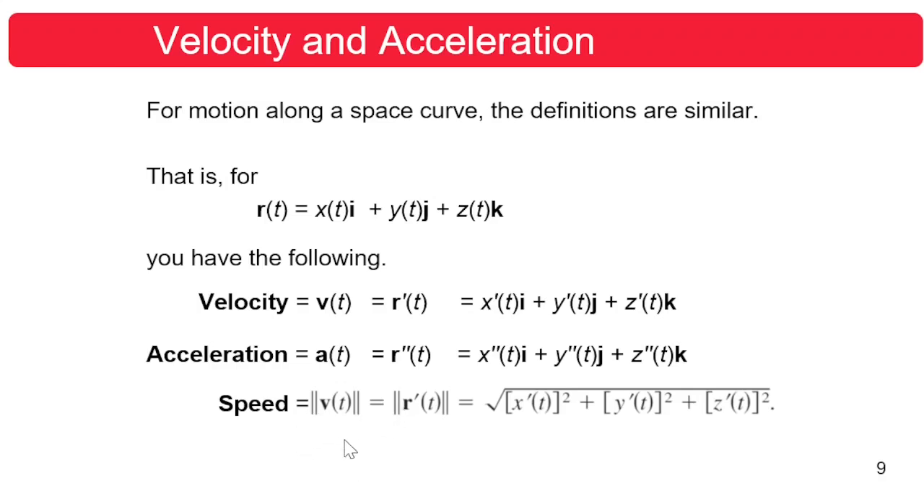The speed of the velocity is the length or magnitude of v of t, which is equal to the magnitude of r prime of t. That is the square root of the square of the first component of velocity plus the square of the second component plus the square of the third component. This is the same as the square root of x prime of t squared plus y prime of t squared plus z prime of t squared.